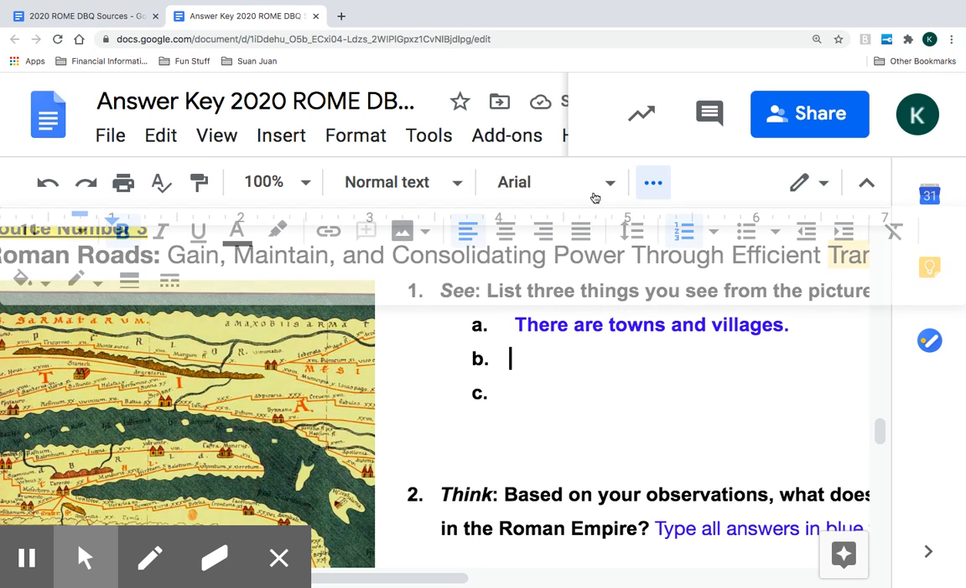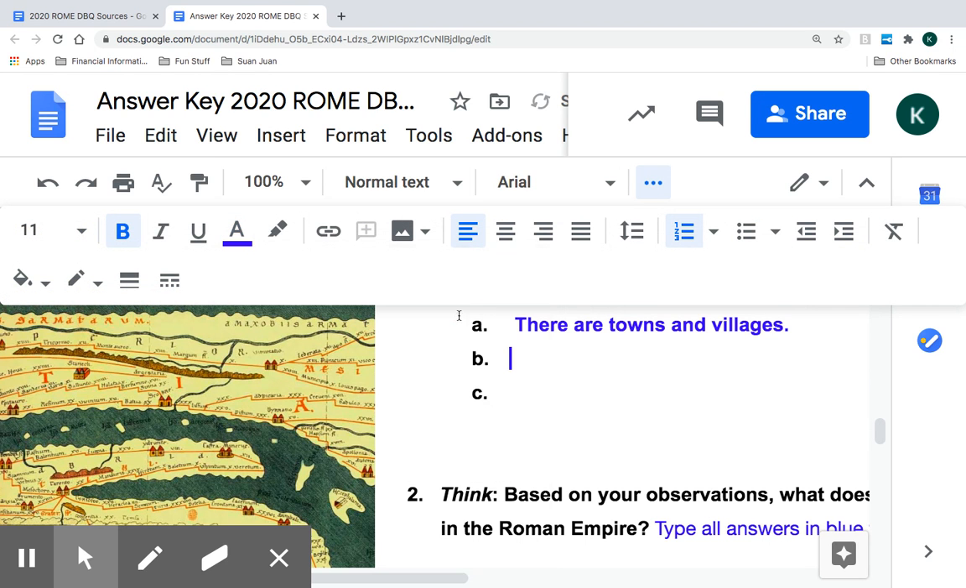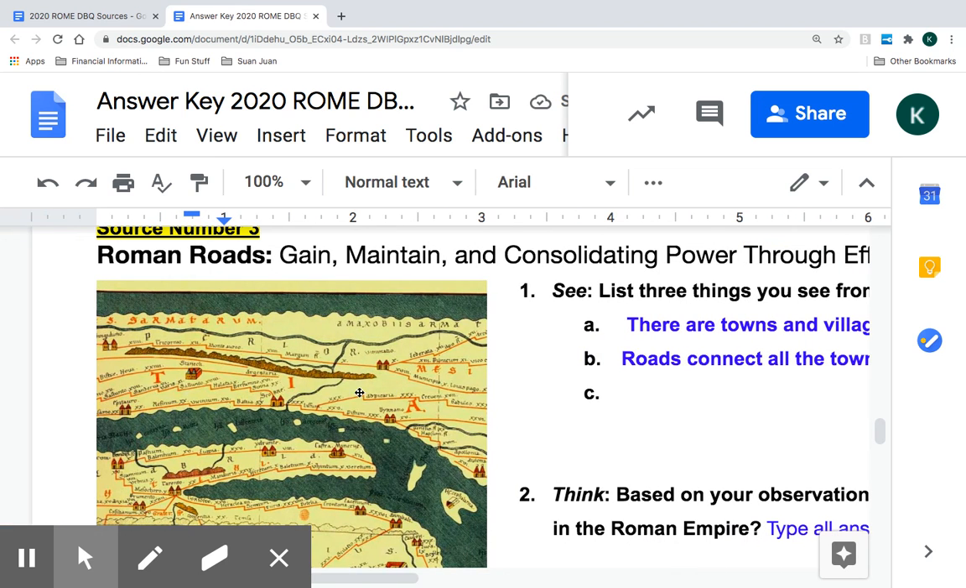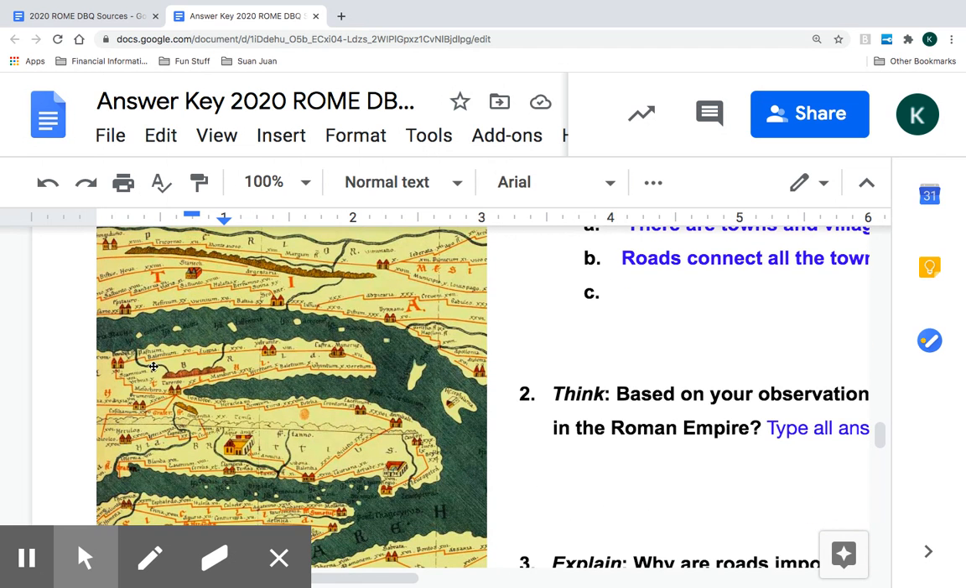I'm going to add that roads connect all the towns and villages. And we can see that because there is not a single road here just sitting in the middle of nowhere, okay? They're all connected by roads. Every time there's a town, there is a road. And then the last thing I'm going to say is there is a lot of water, right? There's a lot of blue in here.